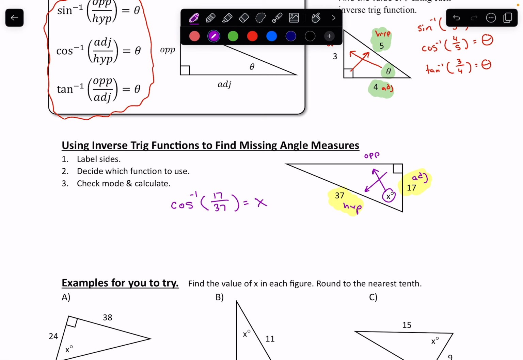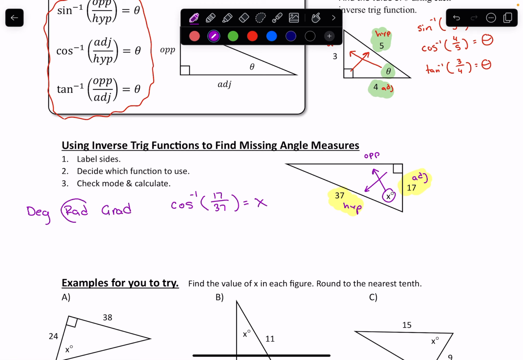Now, what it means by check the mode, before I type this in my calculator, and we probably should have talked about this on the last video, but if you hit the mode button on the calculator, at the very top are three options. They say degree, D-E-G, radian, R-A-D, and then the last one is G-R-A-D.